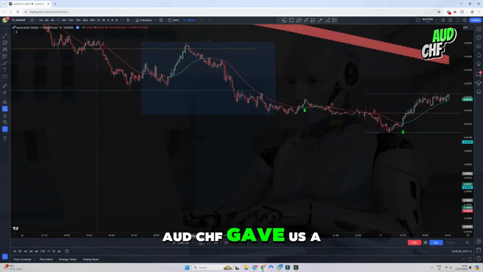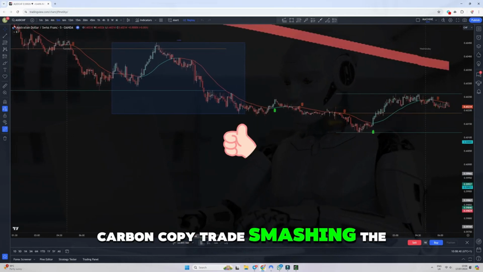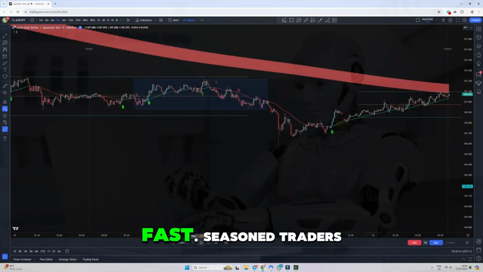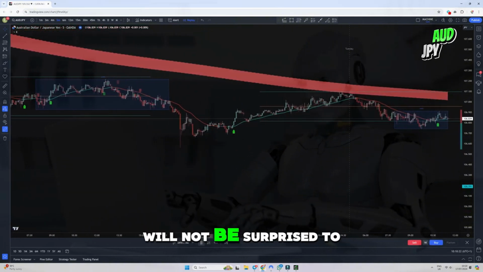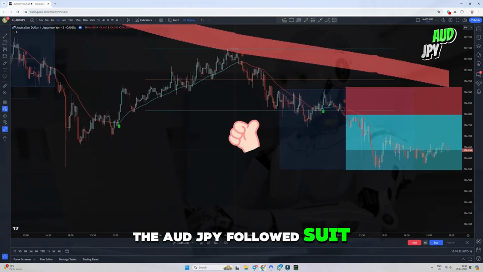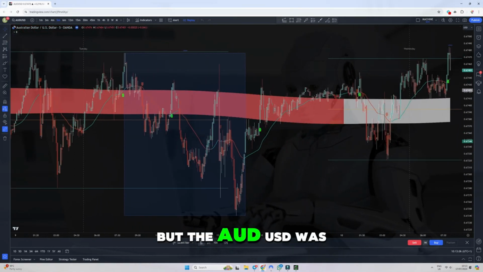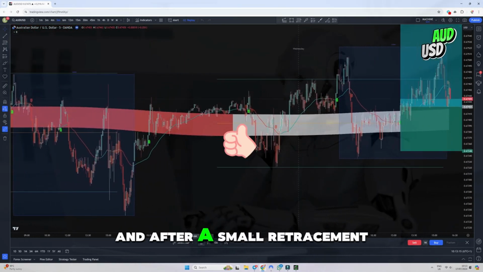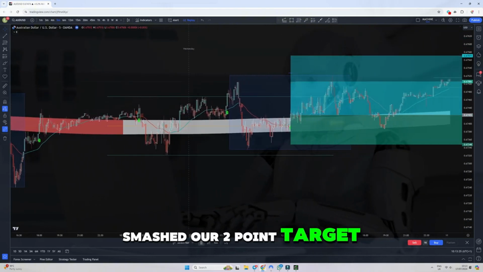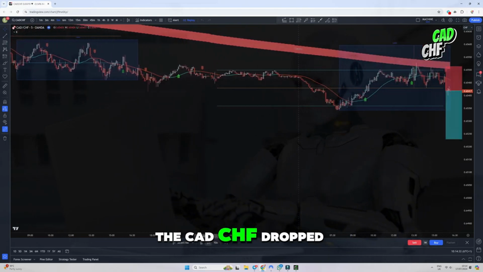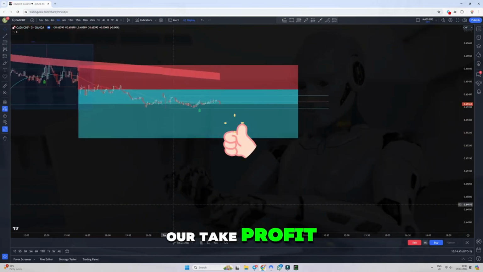AUD/CHF gave us a carbon copy trade, smashing the TP with no drawdown. Trades like this build confidence fast. Seasoned traders will not be surprised to see the AUD/JPY followed suit with another win, as the Australian dollar was weak. But the AUD/USD was bullish, and after a small retracement smashed our 2-point target with ease. After bouncing off the red resistance band, the CAD/CHF dropped like a stone and hit our take profit also.